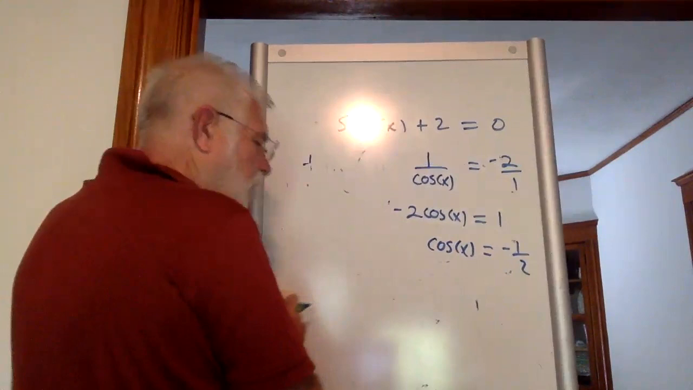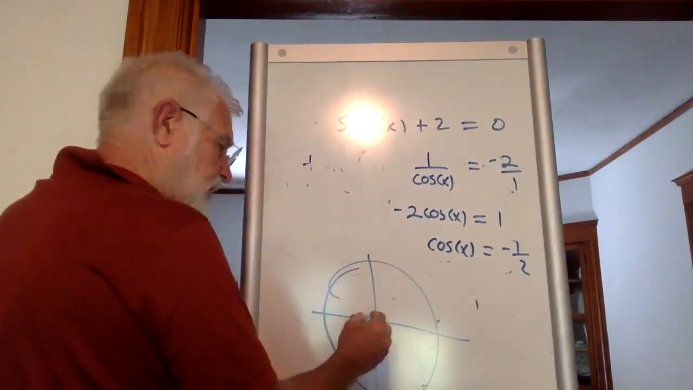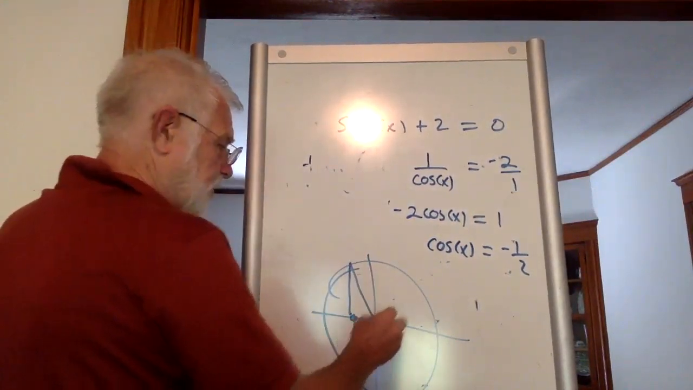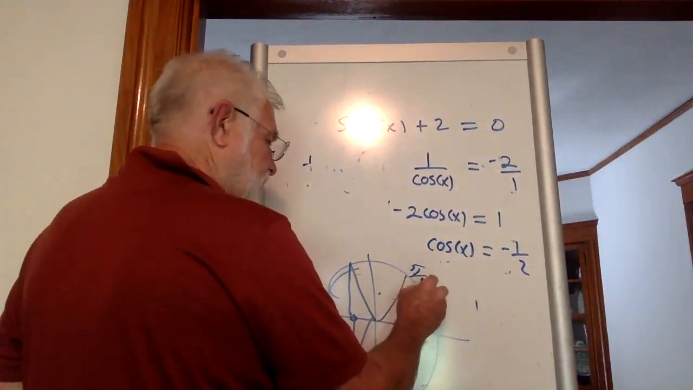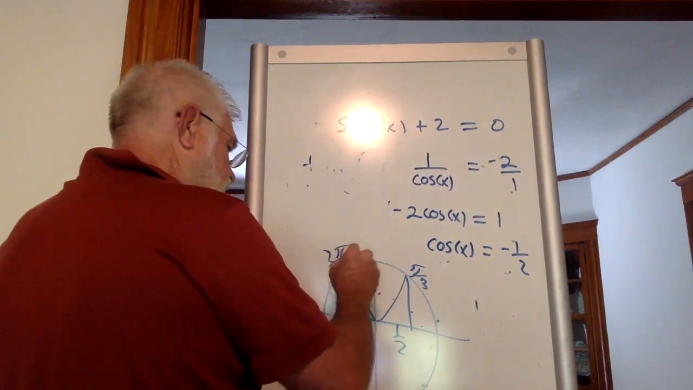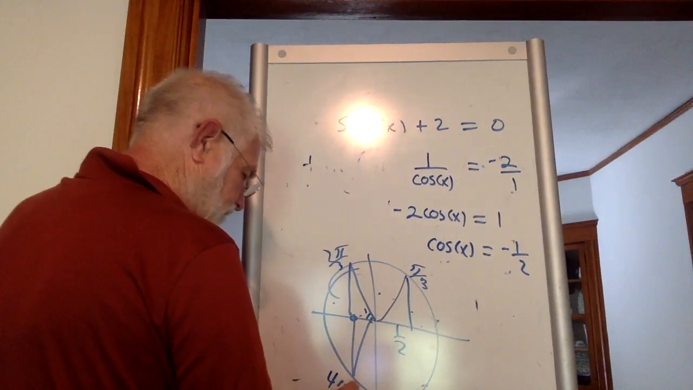And now our brain goes to the unit circle. Where's -1/2? It's right there. So up and down and down and up. And we look at chunks of what? 3. 1, 2, 3. So the pi over 3 gets me 1/2 on the positive side. 2 pi over 3 gets me the -1/2, and so does 4 pi over 3.